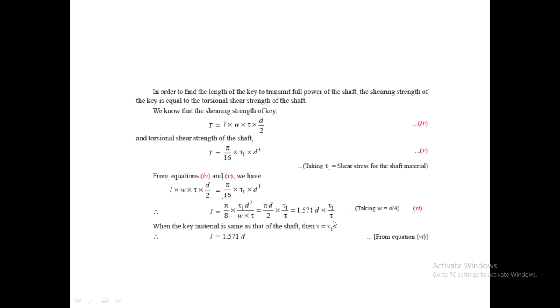by tau. If both the shaft and the key are made up of the same material, then both will have the similar shear stress. So the shear stress of the key and the shear stress of the shaft will be equal. So tau will be equal to tau 1. In that case, L will be equal to 1.571 D. Similarly, we can calculate the value of L even using the crushing stress and the torsional stress equation of the shaft. Thank you.